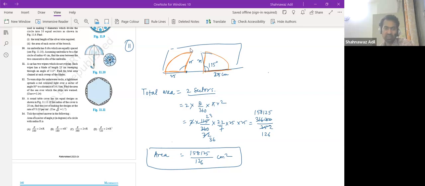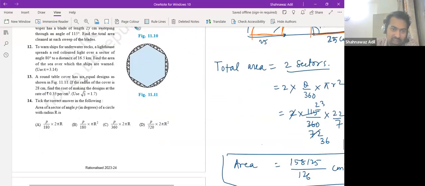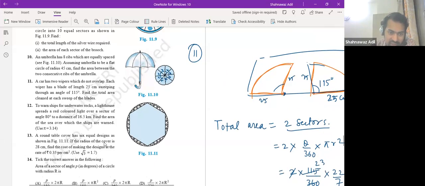Okay, yeah, so we'll stop here and I will set these remaining problems as you open, right? In this problem, a round table cover has six equal designs, as shown in the figure. If the radius of the cover is 28 centimeters, find the cost of making the design at the given rate per meter square. So these are the designs, 1, 2, 3, 4, 5, 6. If we find one design, then we multiply it by 6, and that would give the total design.